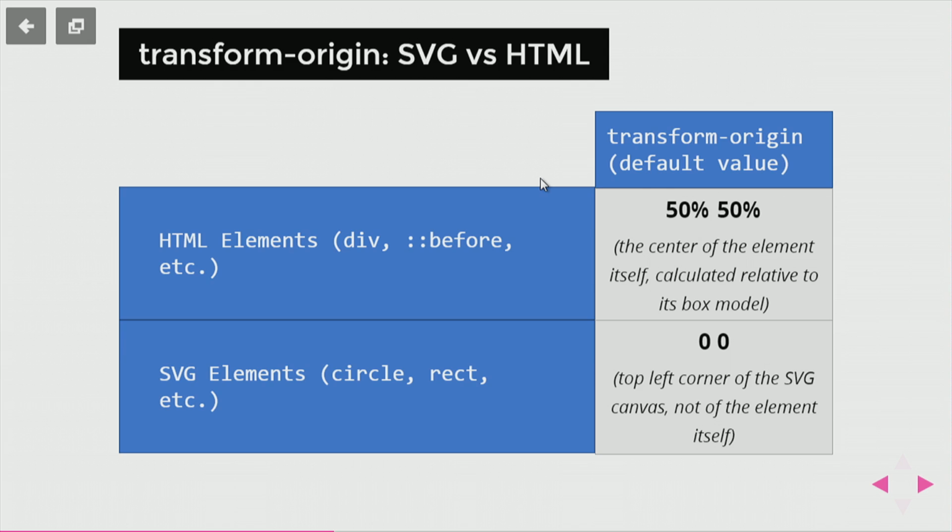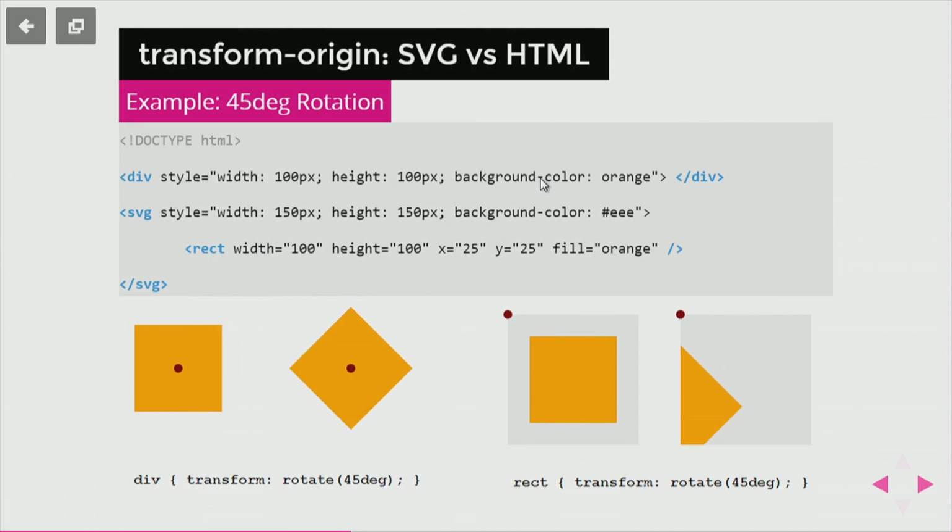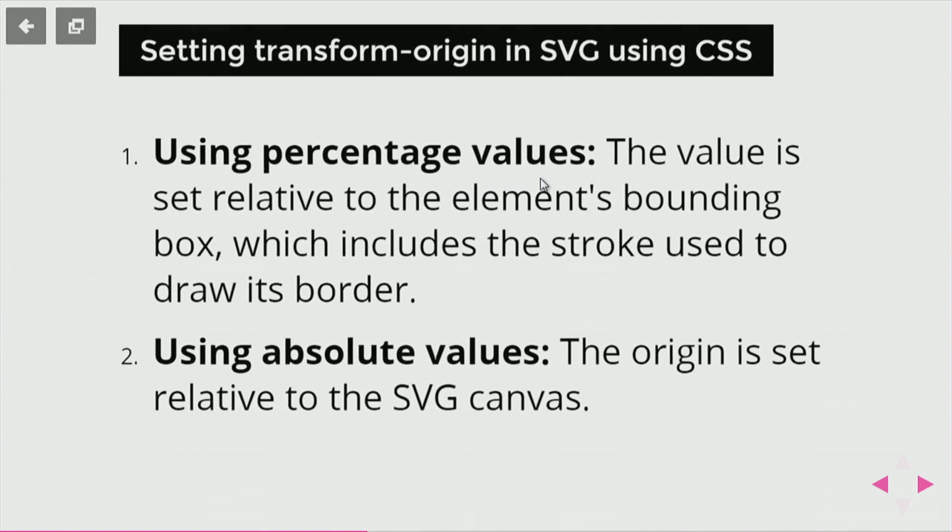not the element itself. So say, for example, you have a div and a rectangle, a div in HTML and a rectangle in SVG, and I've applied the same styles to both of them. And then I've rotated them using the CSS transform property by 45 degrees. The one on the left, which is the HTML element, is rotated around its center. But the one on the right, you can see that the SVG canvas, which is the light gray, the element is rotated around the top left corner of the SVG canvas. Now, in most cases, this is not what you would want. So you will have to change the value of the transform origin on the SVG element.